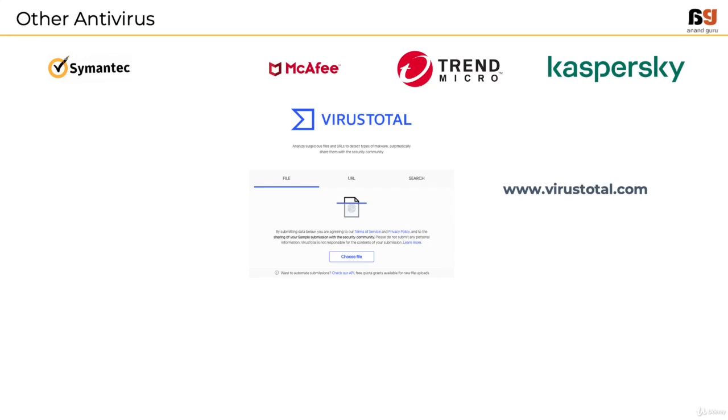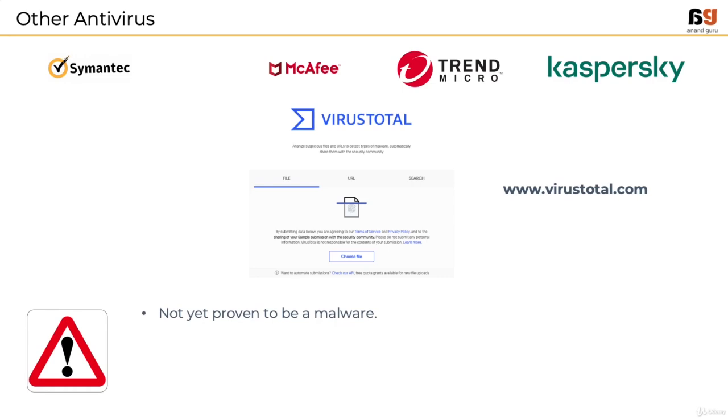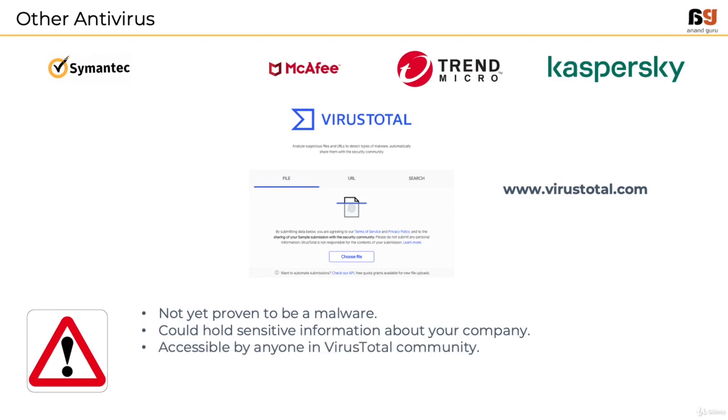There is a risk in doing so. Remember, the file is a suspicious file, but it is not yet proven to be malware. What if this file is a clean file and holds some sensitive information about your company? If you upload it to VirusTotal, everyone in the VirusTotal community can see the file. So it is never a good idea to submit the file itself. Then how do we do it? We submit the file hash.